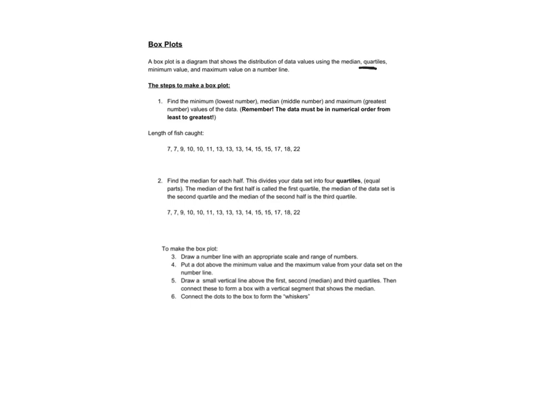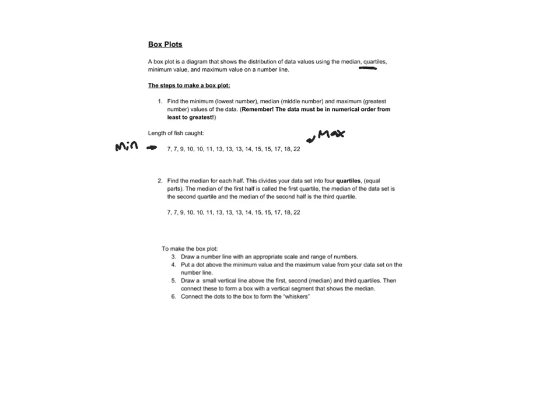Okay, so if we look at this data, so the steps to make a box plot, you're going to find the minimum number, which is the lowest number, the median, which is the middle, and the maximum number, which is the greatest number in the data. Remember, the data must be in numerical order from least to greatest. So let's double check our data, make sure it's in least to greatest, and this one is. So if this is the length of fish caught, 7 is our minimum, 22 is our maximum, and now we need to find the median.